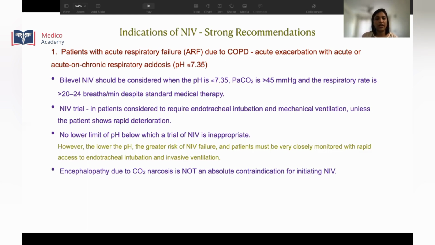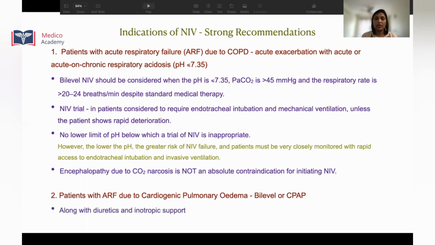for initiating NIV. The second strong recommendation for NIV is in patients with acute respiratory failure due to cardiogenic pulmonary edema. In these patients, you can use either a bilevel NIV or a CPAP NIV. And this should be done along with other modalities of treatment for cardiac failure, such as intravenous diuretics and inotropic support, such as dobutamine infusion. Along with these, if you use NIV, it gives better results.